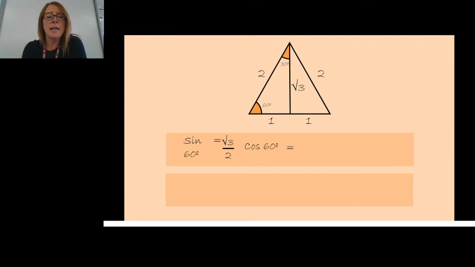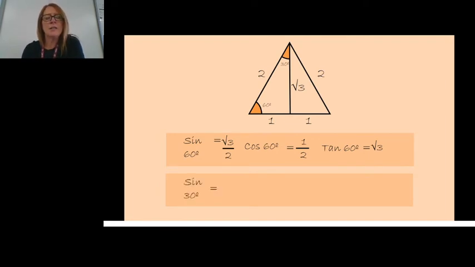Cosine 60, again I'm going from the bottom left angle for 60 degrees, and I know that cosine is A divided by H, adjacent over hypotenuse. Well, the adjacent side to 60 degrees is the 1 and the hypotenuse is 2. Finally, for tangent 60, again going from the bottom left angle of 60 degrees, I'm looking at opposite, which is root 3, divided by adjacent, which is 1. If you want to write root 3 over 1, that's fine, but root 3 would be better.